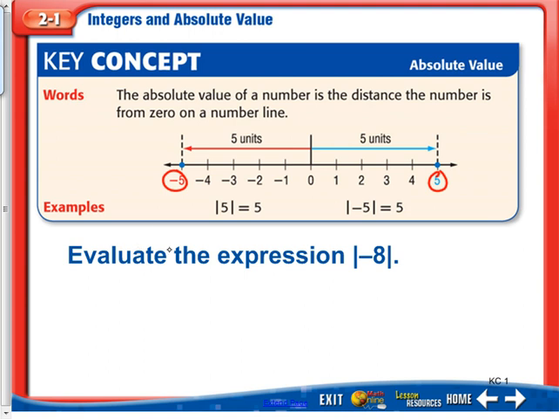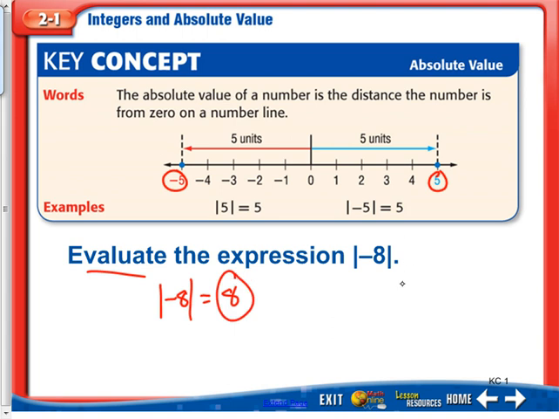So it says evaluate the expression, the absolute value of negative 8. So the absolute value of negative 8, you would copy this out of your book. And what is the distance negative 8 is on a number line? Well, negative 8 is 8 units from 0 on our number line. So 8 would be your answer.